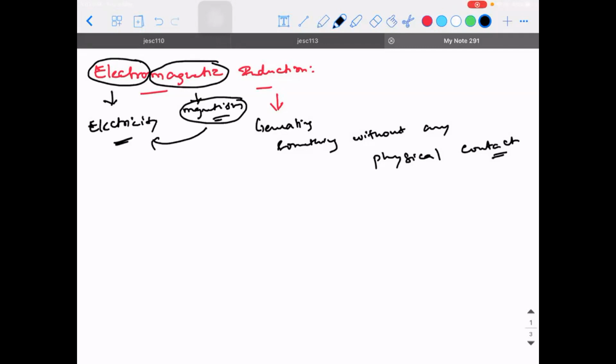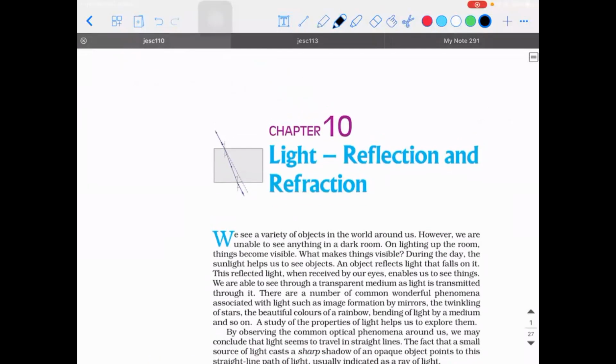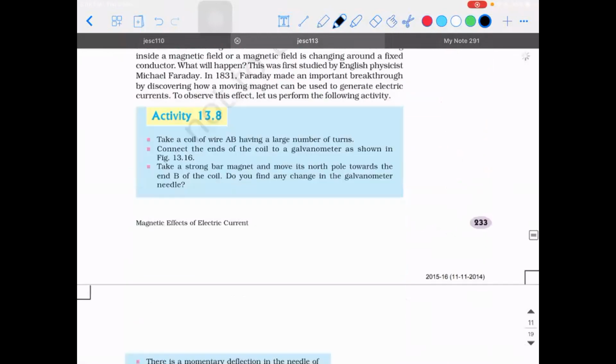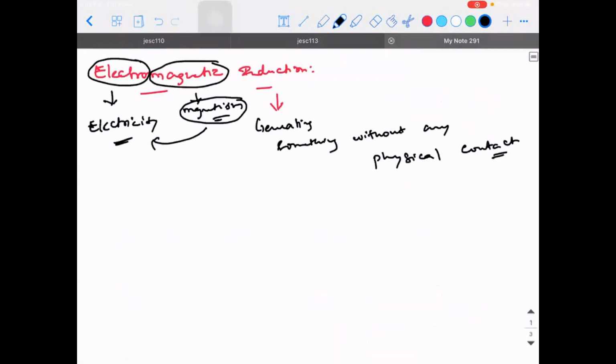Now the question is, how are we going to generate it? How exactly do we do that? By changing the direction of the magnetic field, or the strength of the magnetic field. Or moving the magnet on top of the electric circuit. Should that circuit be closed or open? Closed. It should be closed.